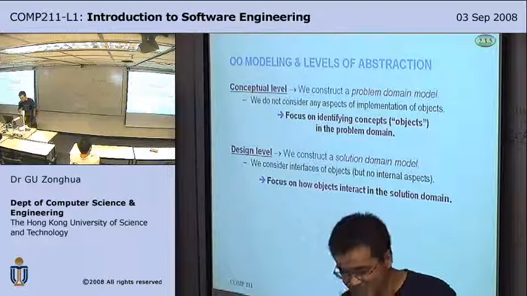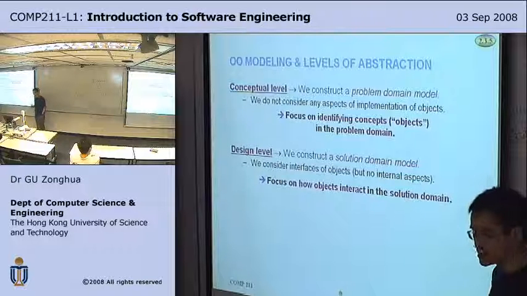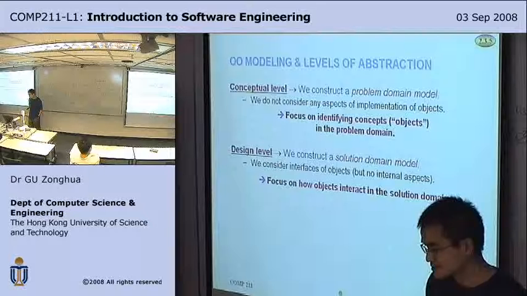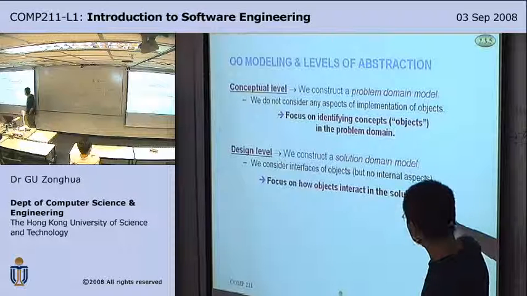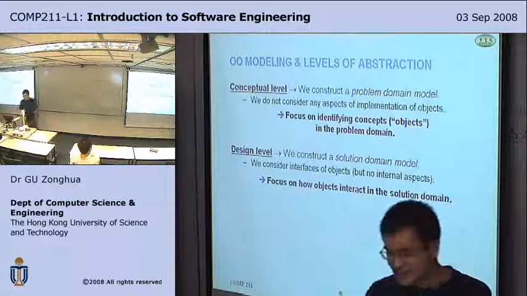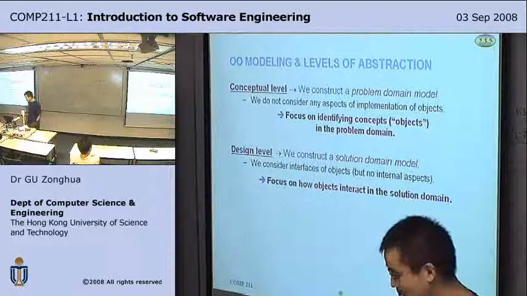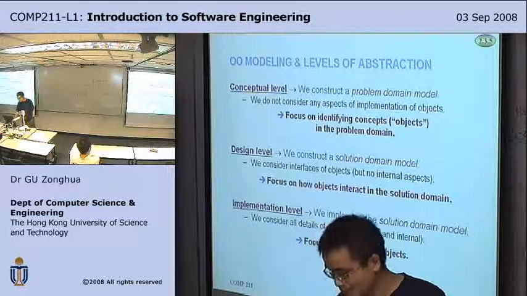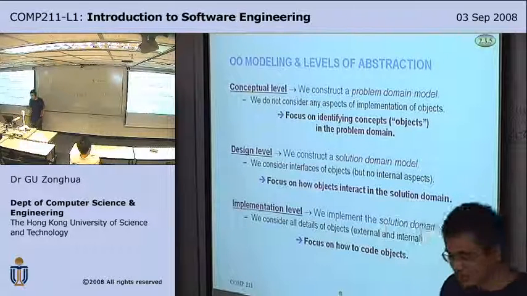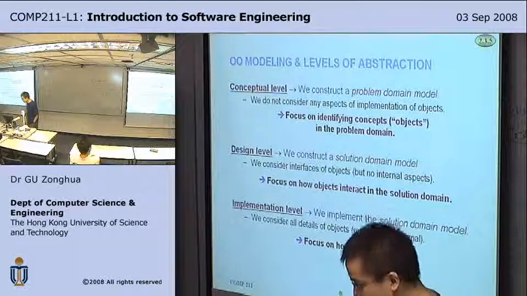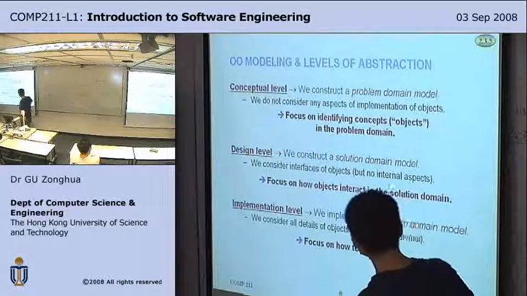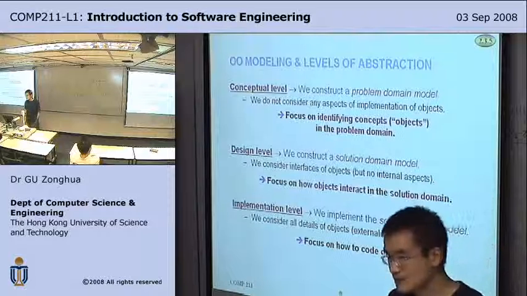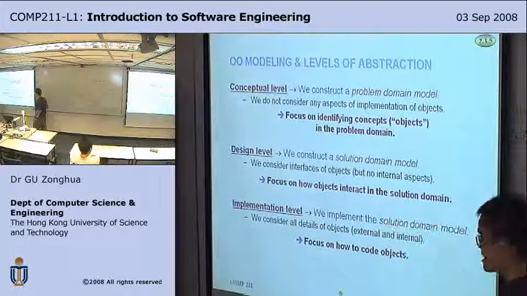So the focus here is on how objects interact in the solution domain. That is, how the software entities interact. So implementation level is when you actually implement the solution domain model. The solution domain model at design level is just a bunch of UML diagrams. They're not executable. They're not runnable.